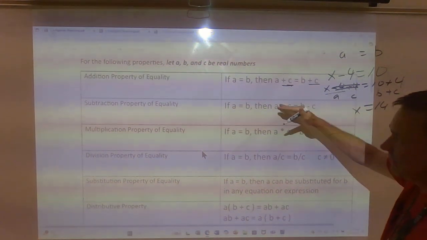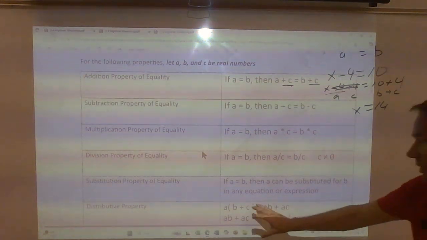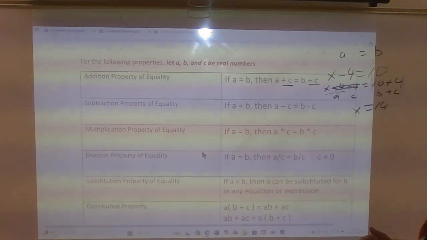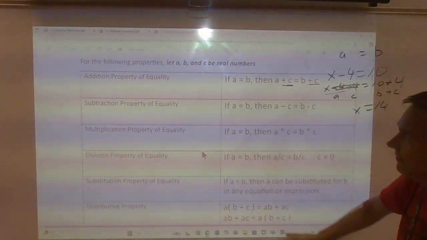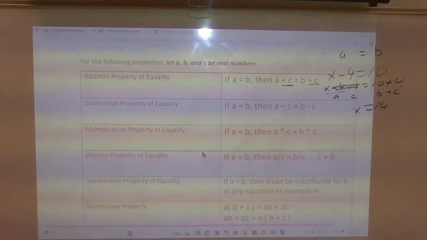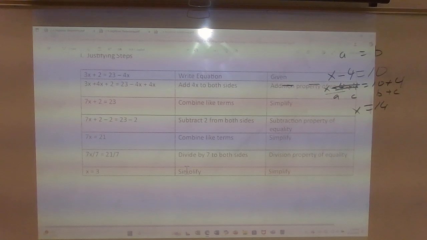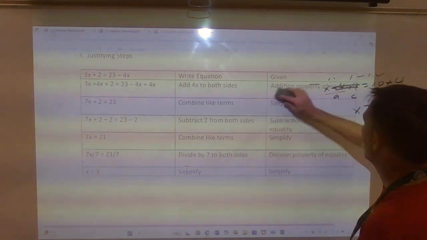We can do the same thing for subtraction, multiplication, division, substitution. We know how to distribute. Go through those examples, but very similar to this. So you want to make sure you copy all of these different things here that explain the different properties. Now this is what it kind of looks like when we're putting it in motion.